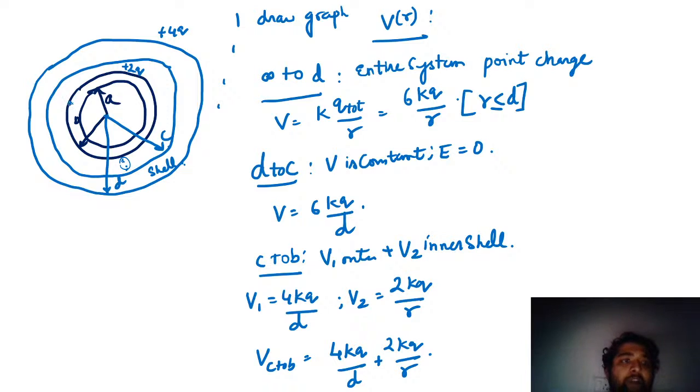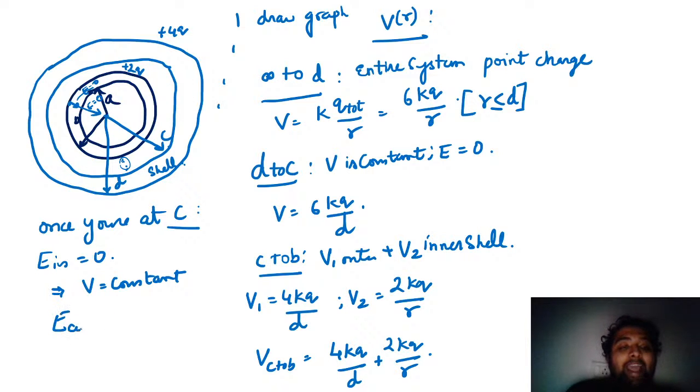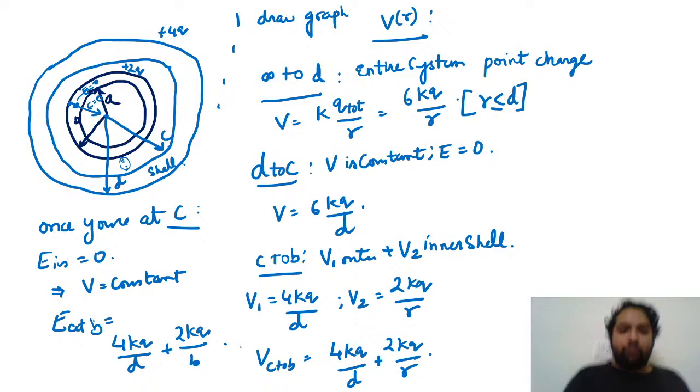Now once we reach B, which is this point, here the field is 0, and here also field is 0. Once you are at B, there is no more field inside. Field inside is always equal to 0, right? Which implies that potential inside will always be constant. And how much will that be equal to? Equal to the potential at B. What is the value of potential at B? It will be equal to 4kq by D plus 2kq by D. That's it, guys. So this is the wonderful solution.